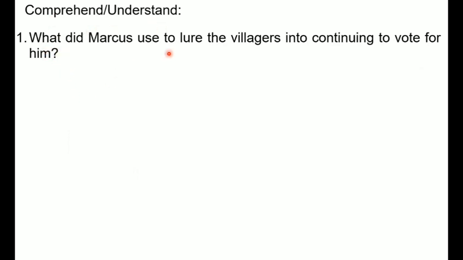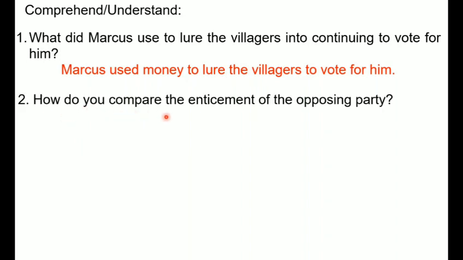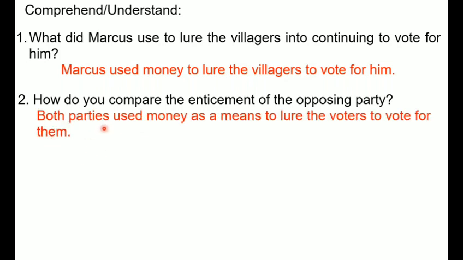What did Marcus use to lure the villagers into continuing to vote for him? Okay, ready with your ballpen? The answer is: Marcus used money to lure the villagers to vote for him. Okay, number 2. How do you compare the enticement of the opposing party? Okay, answer. This is only my suggestion. You can have also your own answer, but I am suggesting this one. Both parties used money as a means to lure the voters to vote for them.